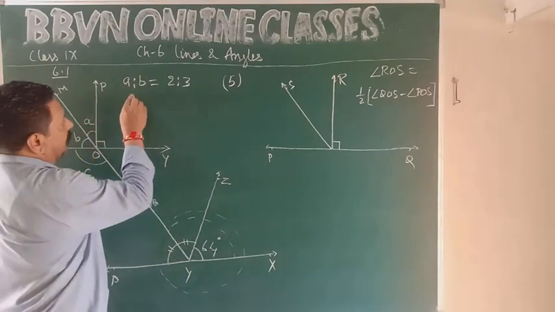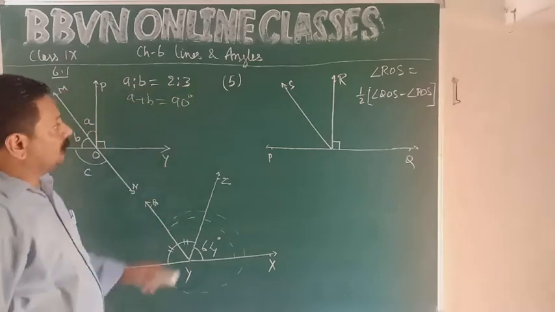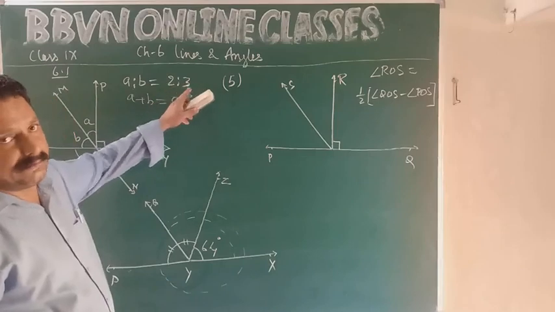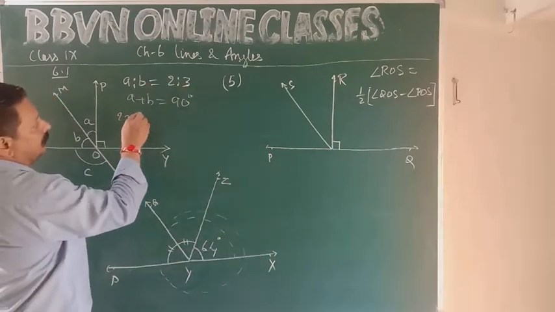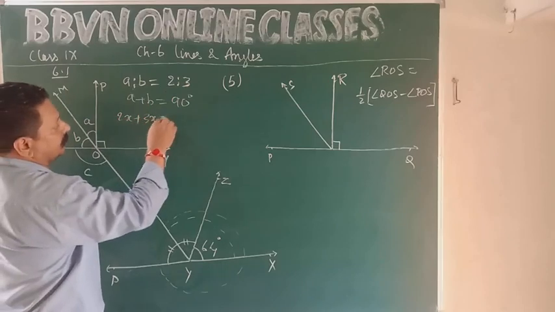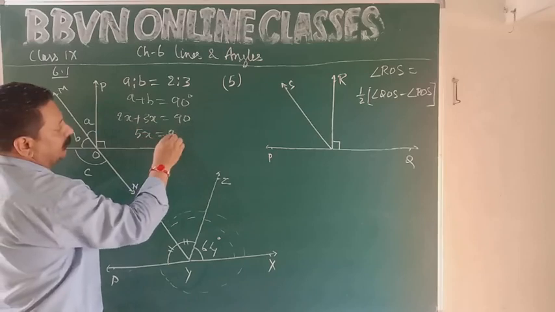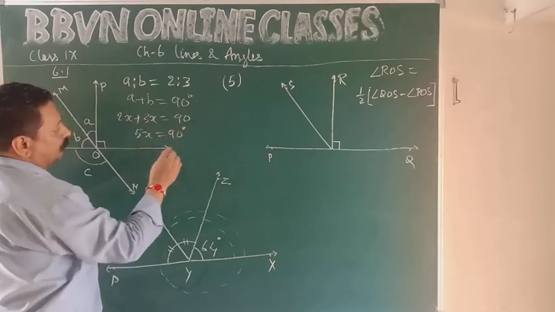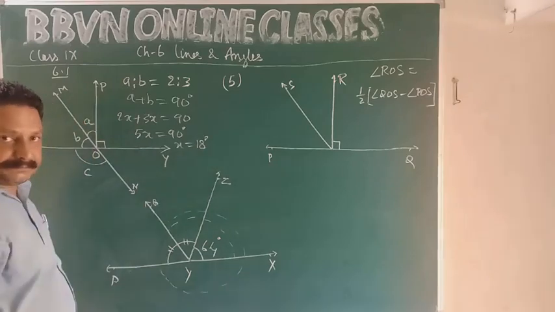We know that angle A plus angle B will be equal to 90 degrees. Their ratio is 2 to 3, right? So let us consider A as 2x and B as 3x. 2x plus 3x, 5x equal to 90 degrees. So what do we get? x is equal to 18 degrees. We got the value of x.